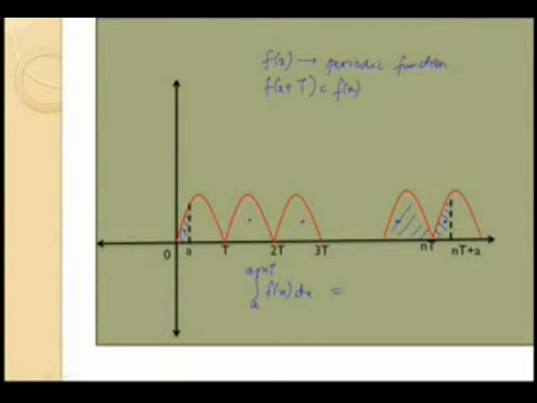We neglect this area because this area is equal to this area, and hence the integral of f(x) dx from a to a + nT is nothing but equal to the integral from 0 to nT of f(x) dx. Thus the integral of a to a + nT of f(x) dx is equal to the integral of f(x) dx from 0 to nT.